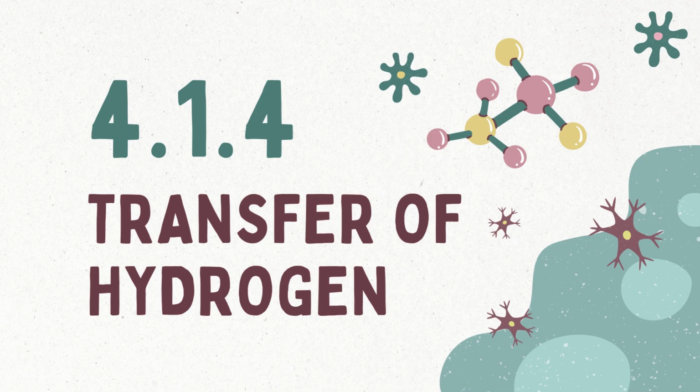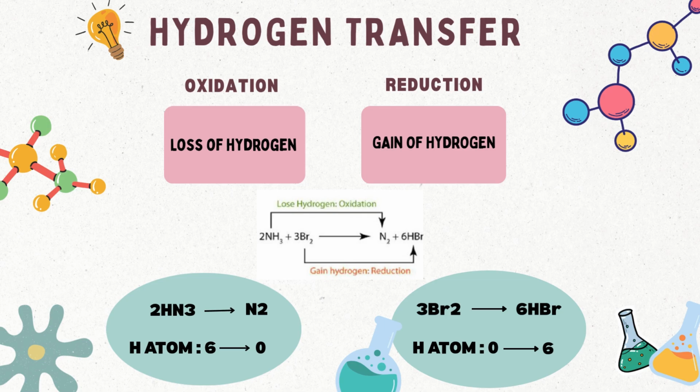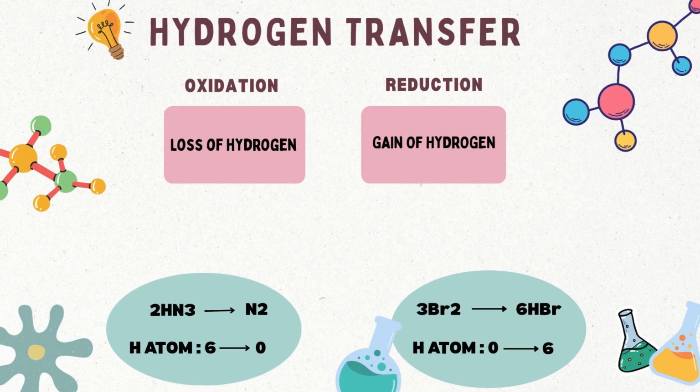4.1 Transfer of hydrogen. In this slide, oxidation is defined as the loss of hydrogen atoms from a substance. Conversely, reduction is defined as the gain of hydrogen atoms. In the reaction shown, 2NH3 plus 3Br2 gives N2 plus 6HBr. Ammonia undergoes oxidation because it loses hydrogen to become diatomic nitrogen. Bromine undergoes reduction because it gains hydrogen to become hydrogen bromide.